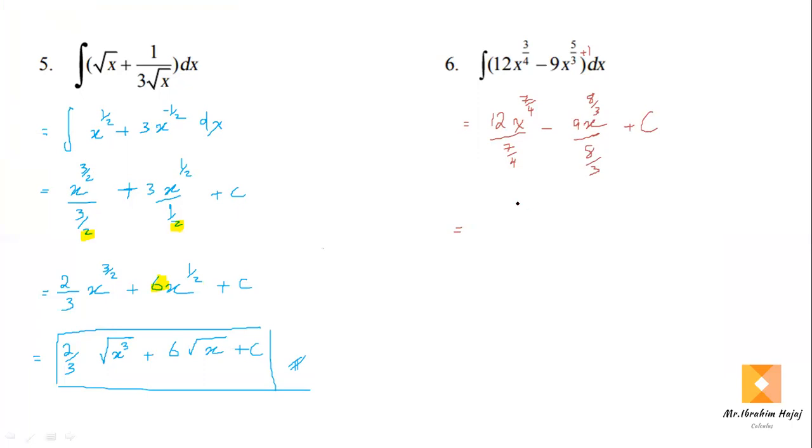Then, sir, it will be 48x to the power of 7 over 4 over 7, and then minus 27x to the power of 8 over 3 over 8, plus c. And leave your answer in this form.